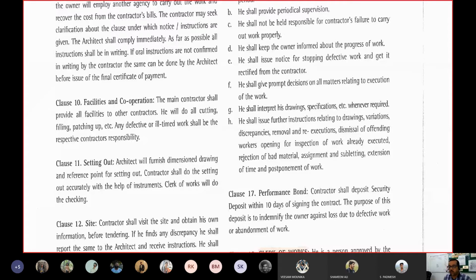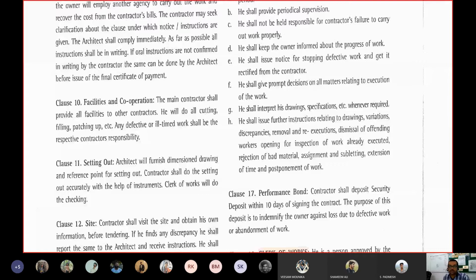And if they are brought right now, another contract has to be signed, which is a time-taking thing. So from this performance bond itself, an amount of money can be utilized by the owner under the instruction of the architect to rectify those defects of the work.